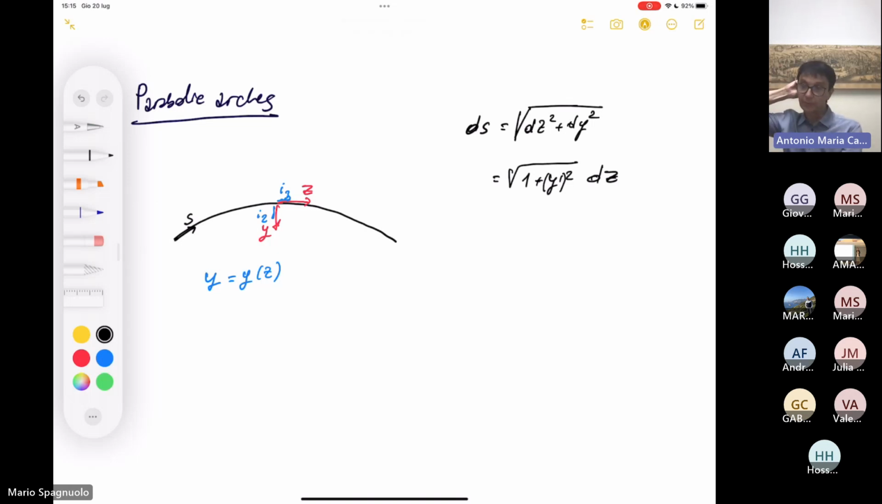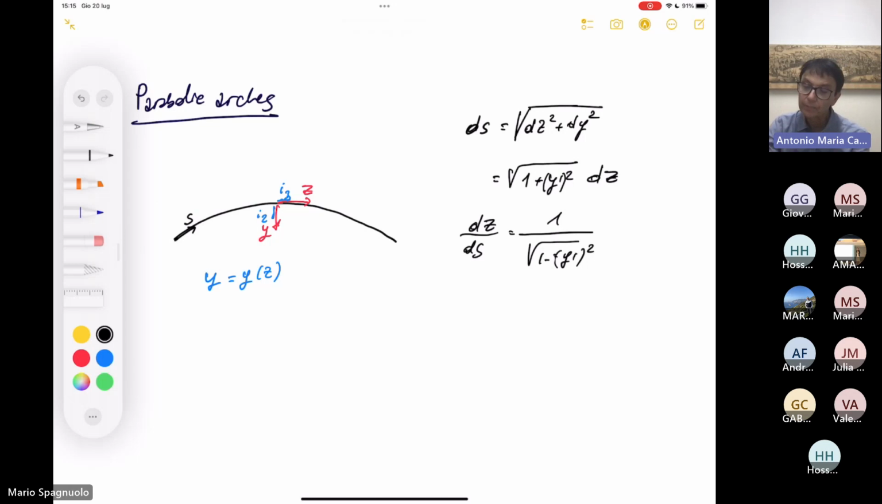So from this relation, we obtain that ds over dz, or dz over ds in particular, dz over ds is equal to 1 over the square root of 1 plus y prime squared. And this is an important relationship that we will use several times.